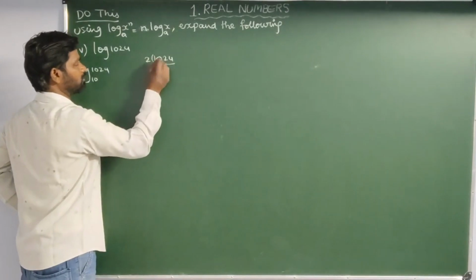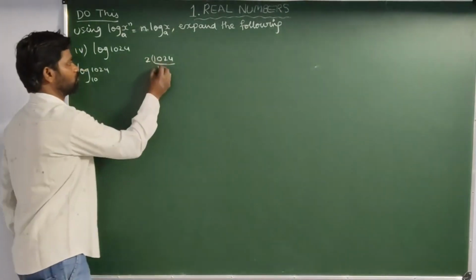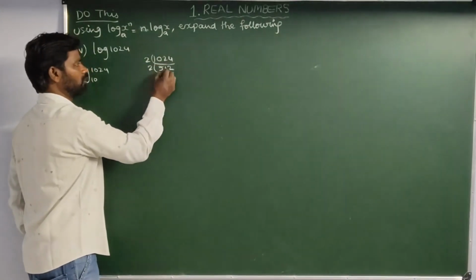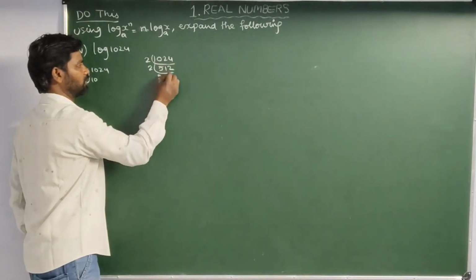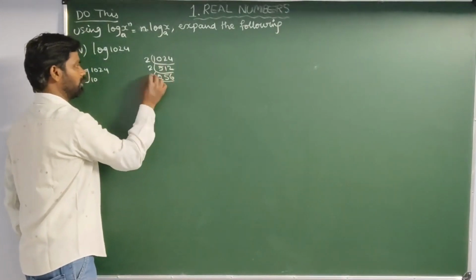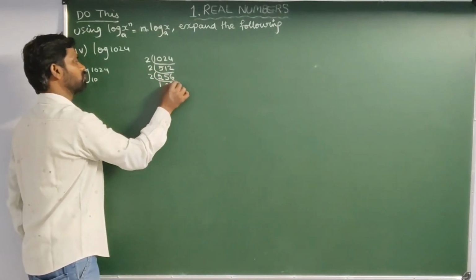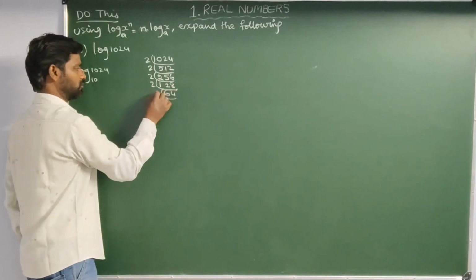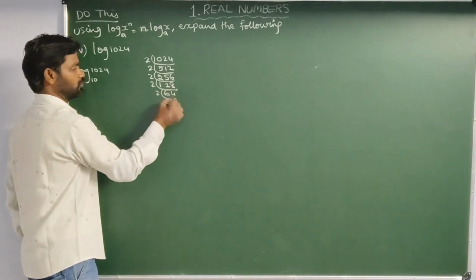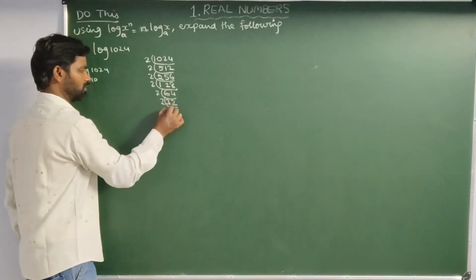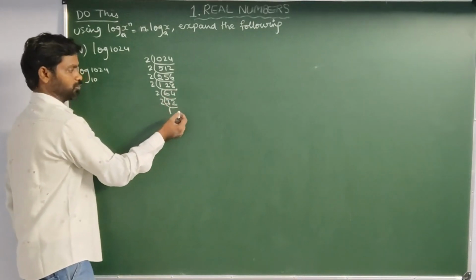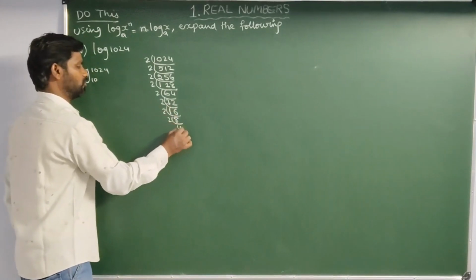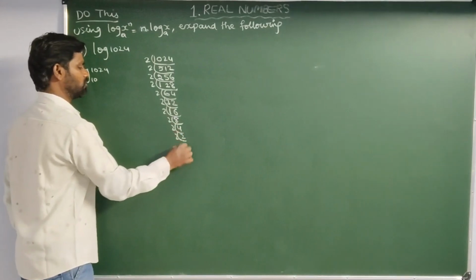So we can write that as 2 5s are 10, 2 2s are 4, 2 6s are 12, 2 4s are 8, 2 3s are 6, 2 2s are 4, 2 1s are 2, and so on, dividing by 2 each time until we reach 1.